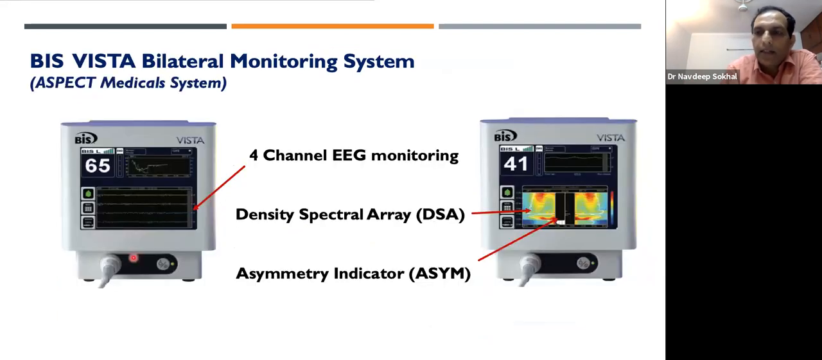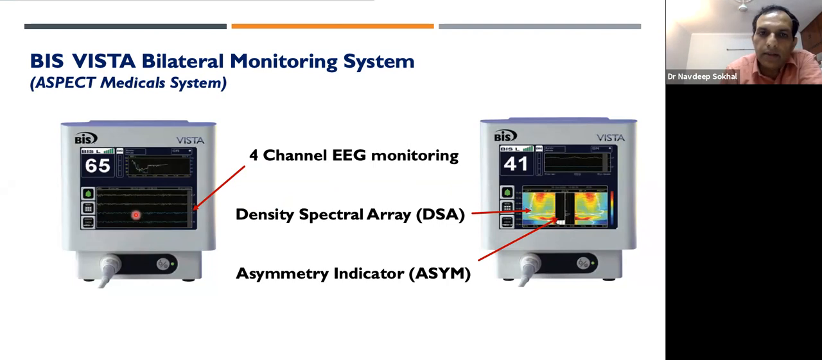Then there was another monitor which came up, which was called BIS VISTA bilateral monitoring system, which is used to measure EEG signals bilaterally from the patient on both sides. So I had shown you the sensor before. It is placed on both sides, and now it is from 2 channel, now became 4 channel EEG monitoring. So you can see here.